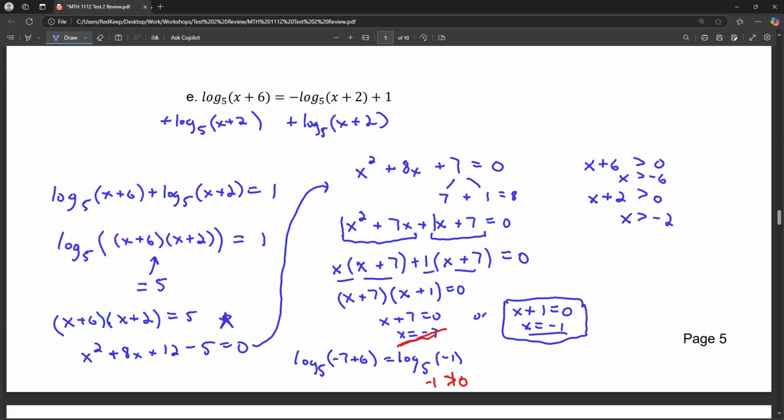So final answer. I know I have it down there, but I kind of lost it with all my little lines. That would be my final answer for this one.